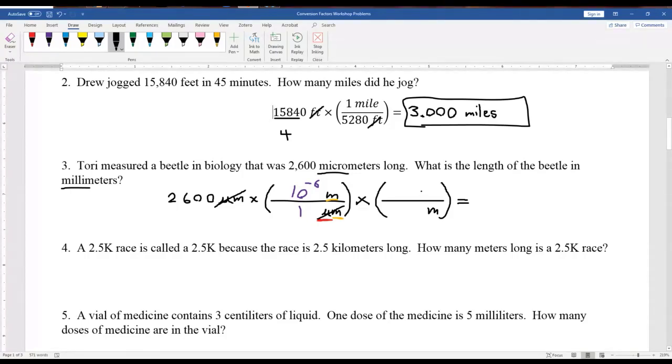Milliliters? Milliliters or millimeters? Millimeters. There you go. Millimeters, absolutely. Very good. All right, so effectively, once again, there's two pieces to this.